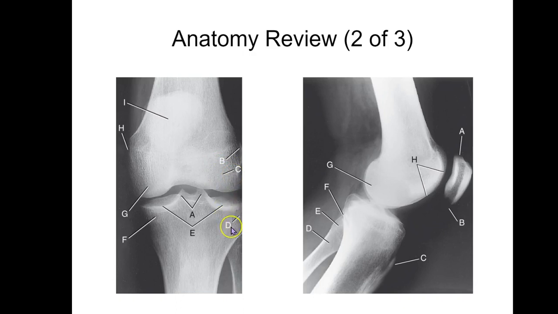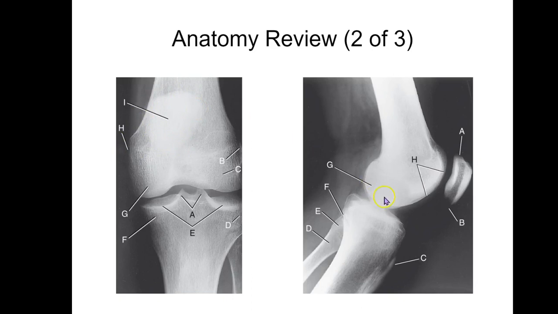D, the lateral condyle of the tibia. E, the tibial plateaus. F, the medial condyle of the tibia. G, the medial condyle of the femur. H, the medial epicondyle of the femur. I is the patella, you can see it here.